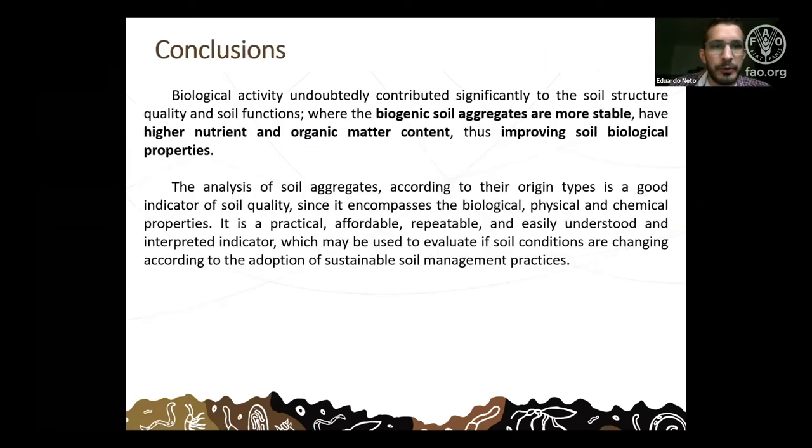So, as conclusion of this work, biological activity undoubtedly contributes significantly to soil structure, quality, and soil functions, where the biogenic aggregates are more stable, have high nutrients and organic matter contents, and thus improve soil biological properties. And the morphological classification of soil aggregates can be a good indicator of soil quality, since it encompasses biological, physical, and chemical properties. It is a practical, repeatable, and easily understood method, and may be used to evaluate if soil conditions are changing according to the adoption of sustainable soil management practices.